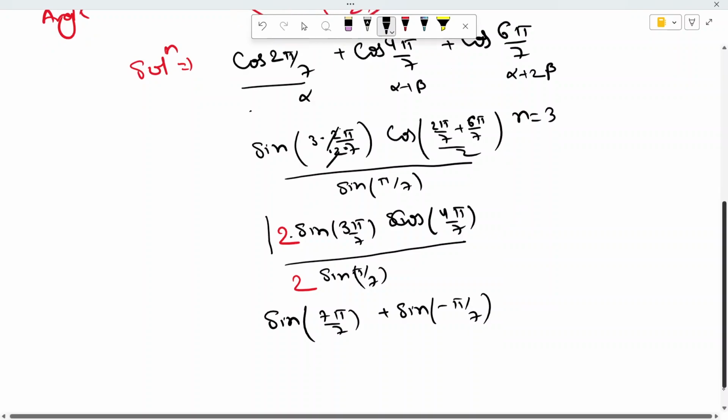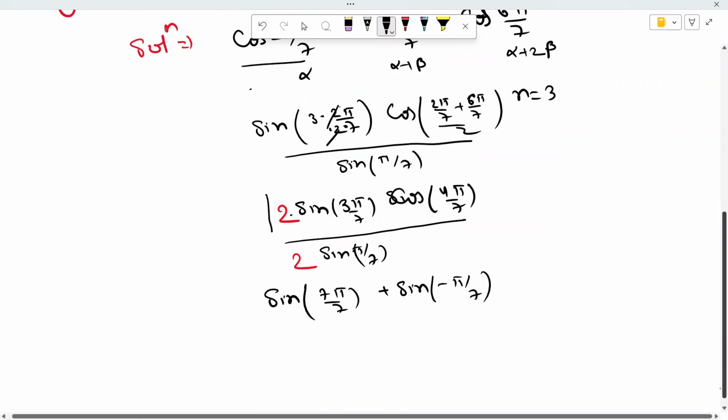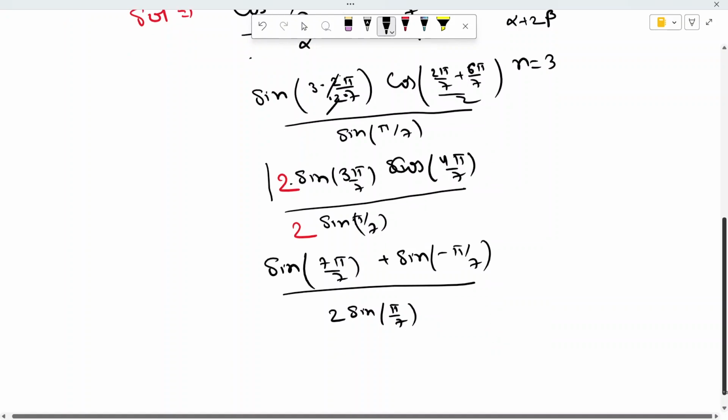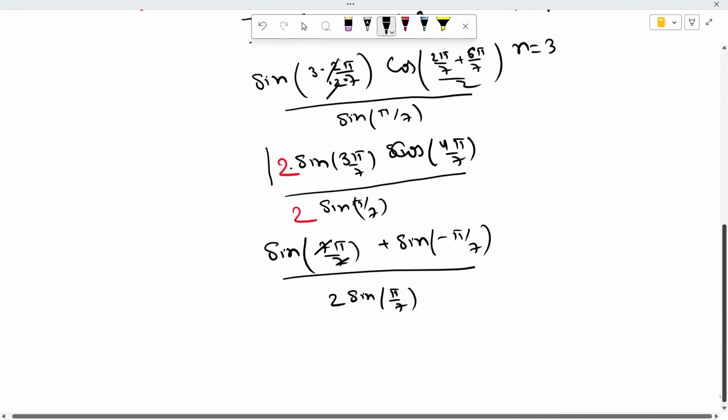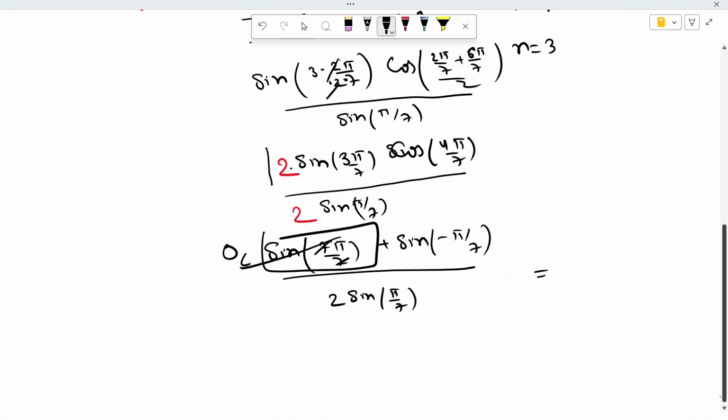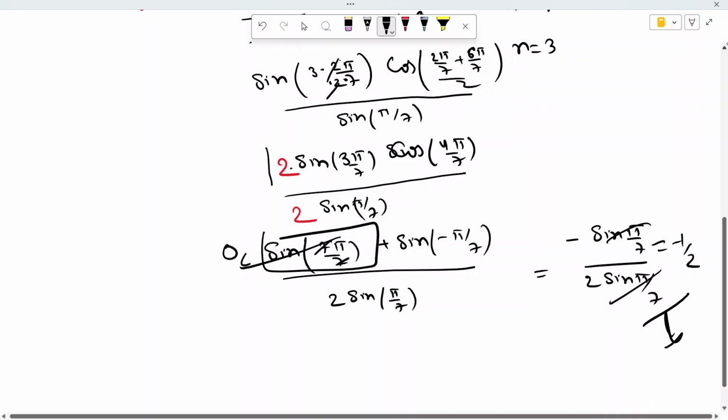Now we have 2 sin pi by 7. Look, sin pi value is 0, so this value is 0. And this will be equal to minus sin pi by 7 by 2 sin pi by 7. That is equal to minus 1 by 2. So I'm hoping that you all are getting it.